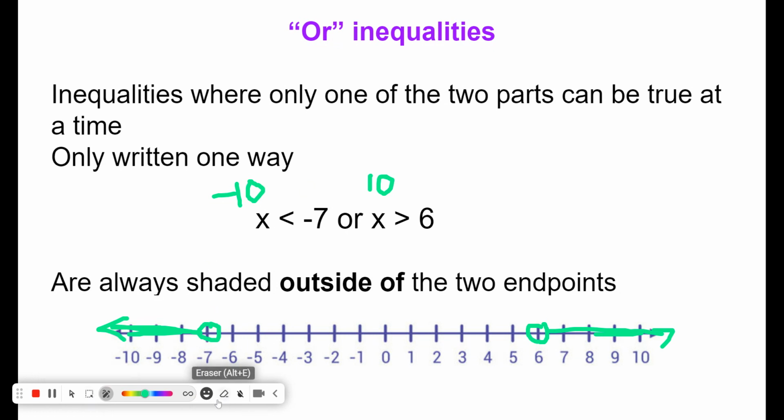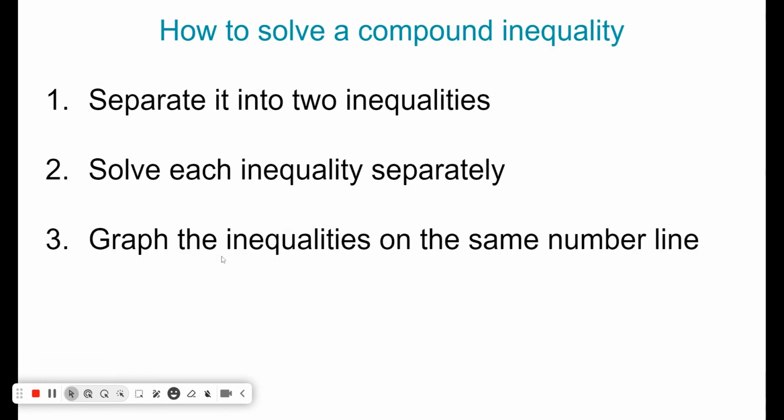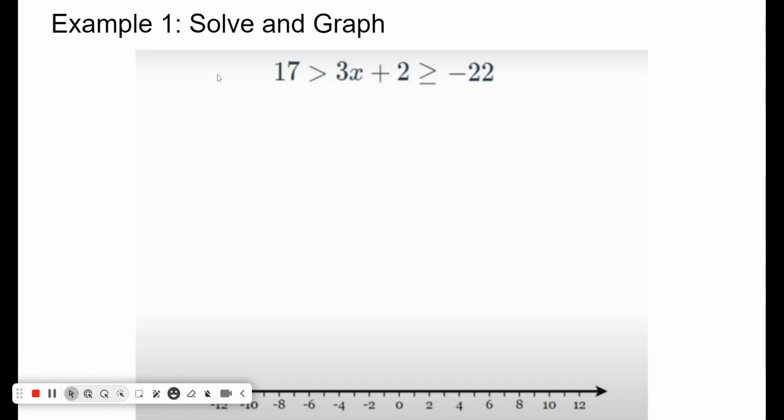Alright, let's look at some examples for how to solve these. Solve and graph. Okay, we've got a lot to do here. What should we do first? Well, to solve a compound inequality, we've got to separate it into two inequalities and then solve each one separately. Graph the inequality on the same number line. The only ones that can ever be written quite like this are AND inequalities. We know this is going to be an AND inequality.